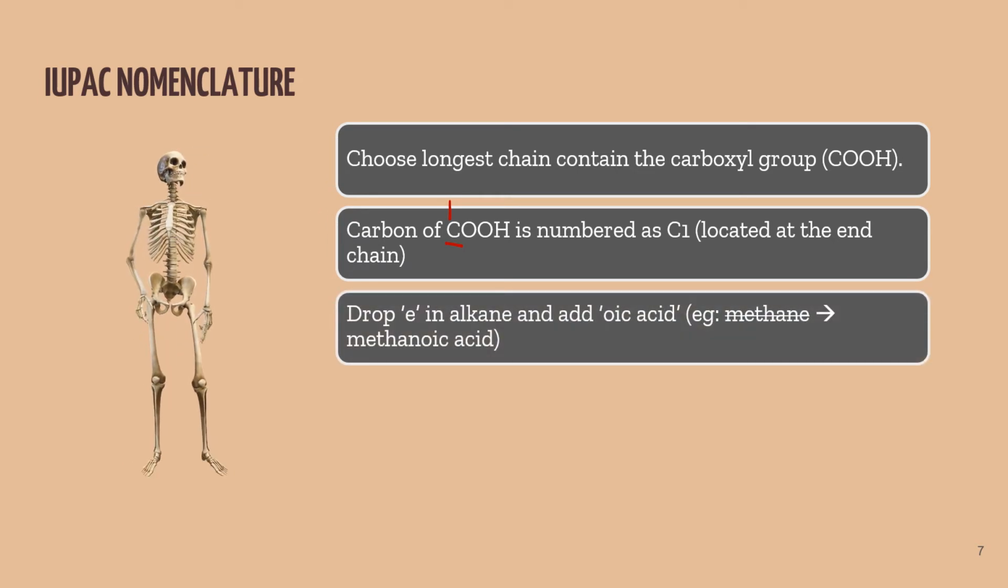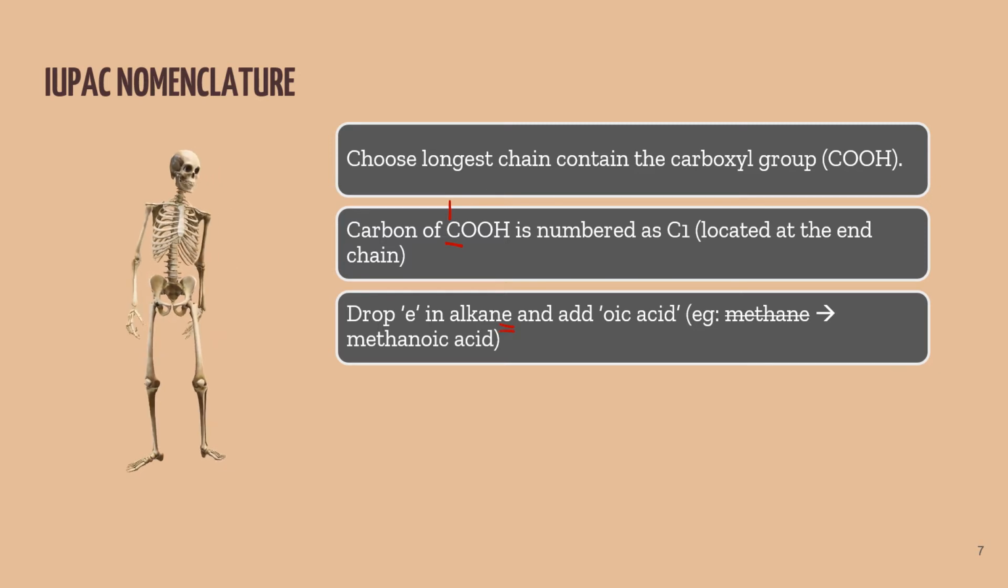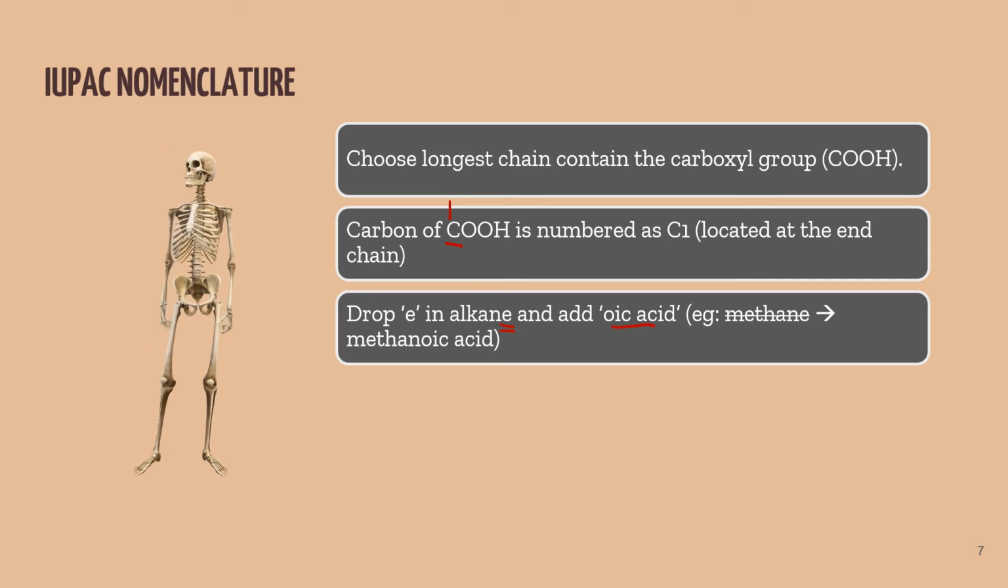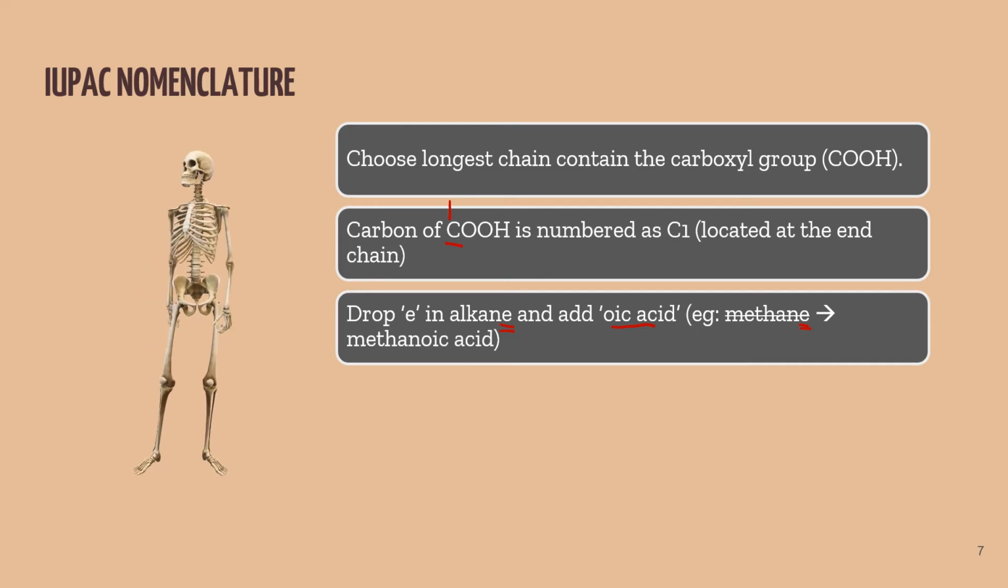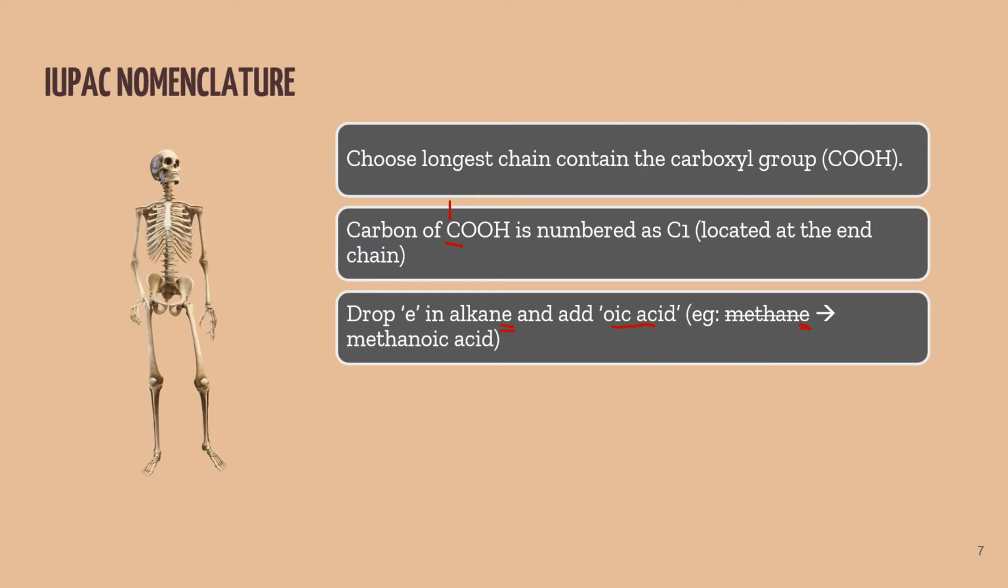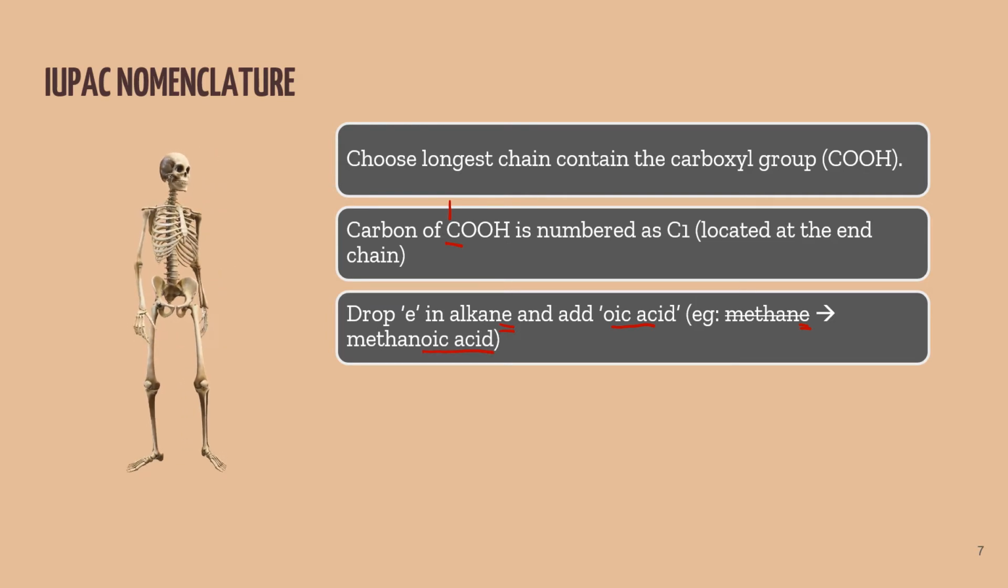The third one, for the nomenclature, drop the E in alkane and kita substitute with oic acid. So for example, if we have methane, sekiranya kita ada carboxylic acid in that one carbon compound, maka you have to drop the E dan gantikan dengan OIC acid. So the name will become methanoic acid.